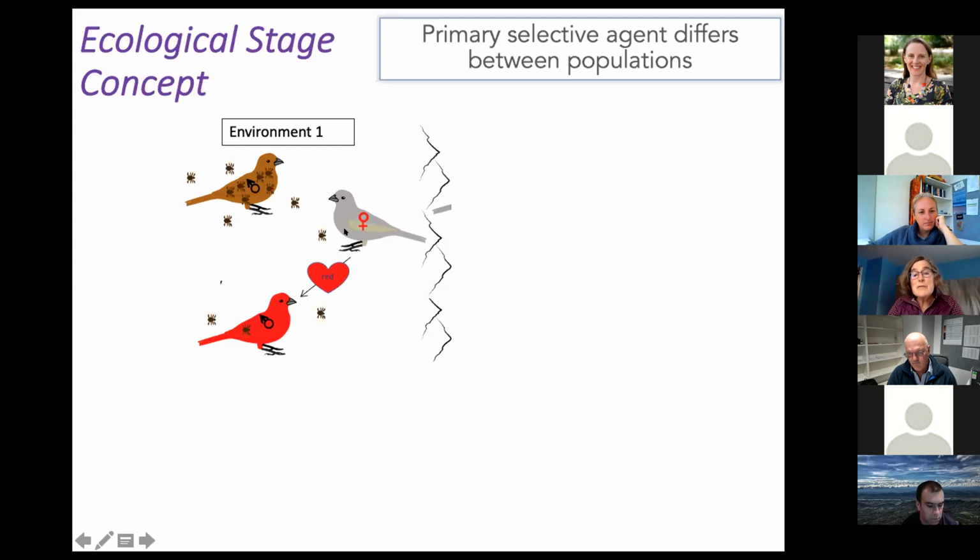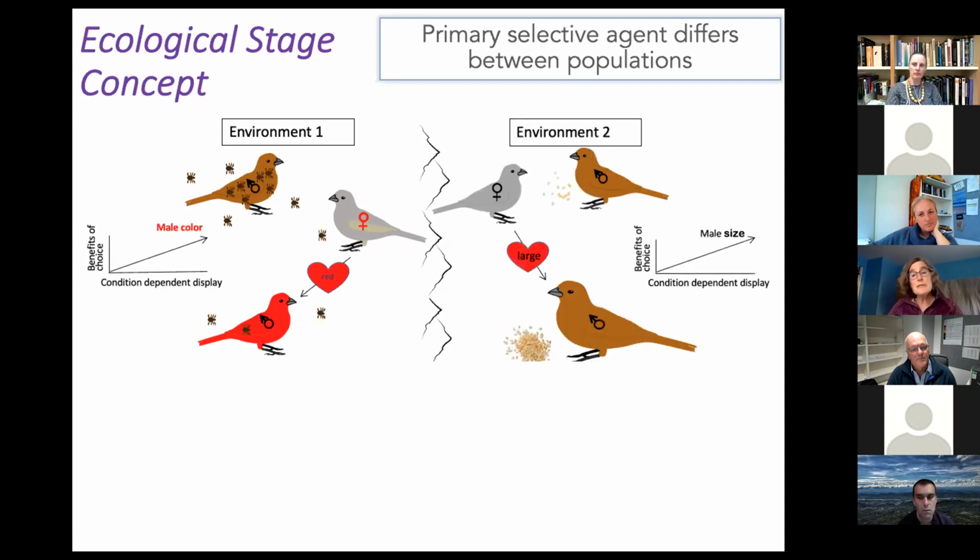In this species, females like red color. And the reason that this preference evolves is because females obtain benefits of choice when they pick high condition males who also have this bright red color. So basically, coloration is honestly indicating the extent of local adaptation of a particular individual. So you compare that to a different environment where there's a different primary selective agent. In this case, it's food availability.